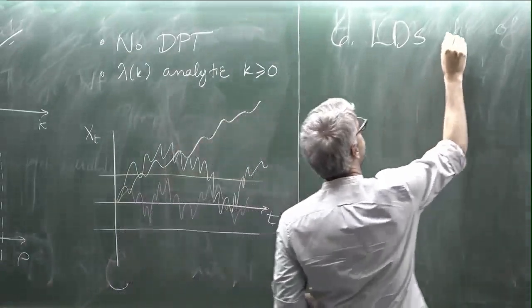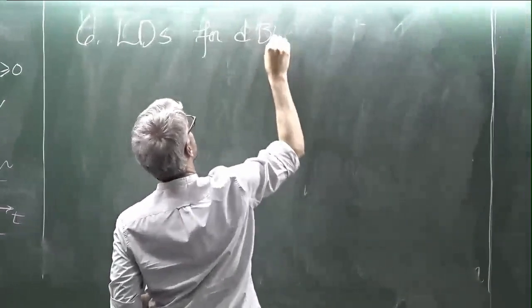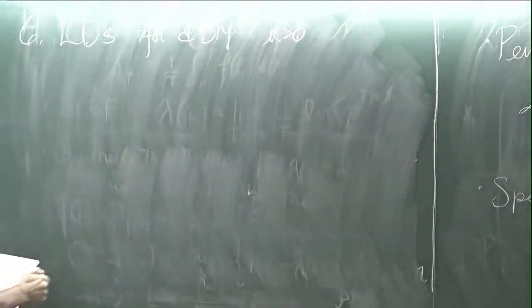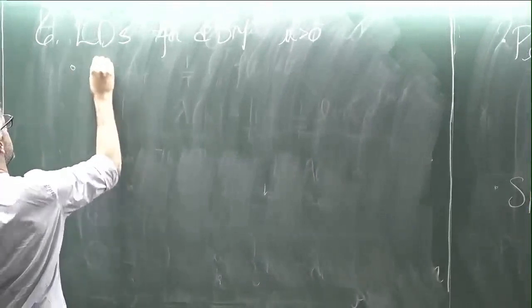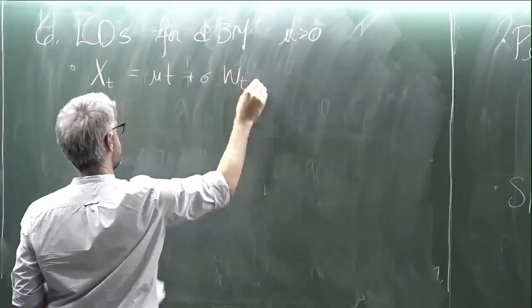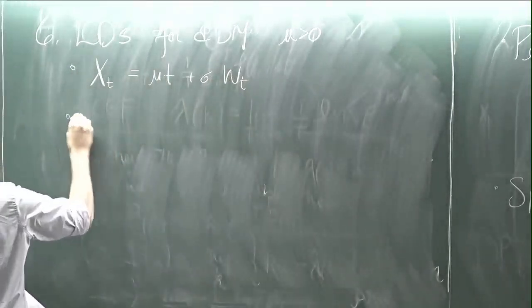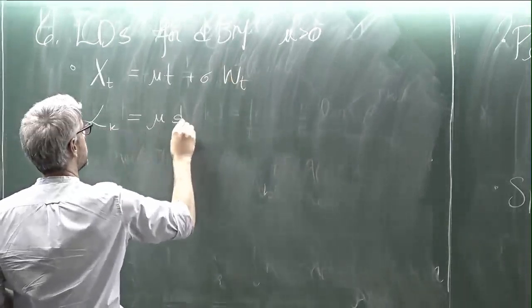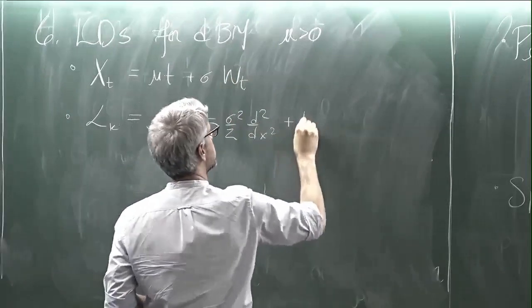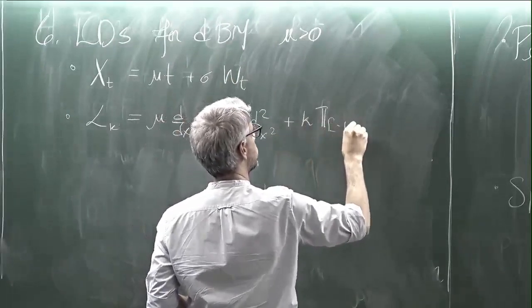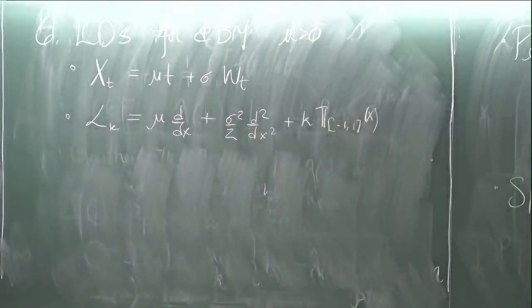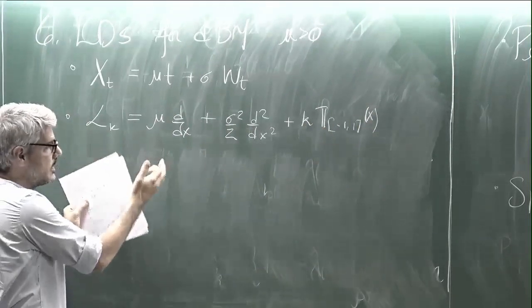Okay, so LDs for the drifted Brownian motion. I'm going to take mu greater than 0, but you could do the calculation for negative drift. It doesn't really matter, the problem is symmetric. The motion now is mu t plus the Brownian motion. The tilted generator, again, is mu d/dx plus sigma squared d²/dx² plus k times the indicator function. Now the problem again is that I have a non-Hermitian problem.